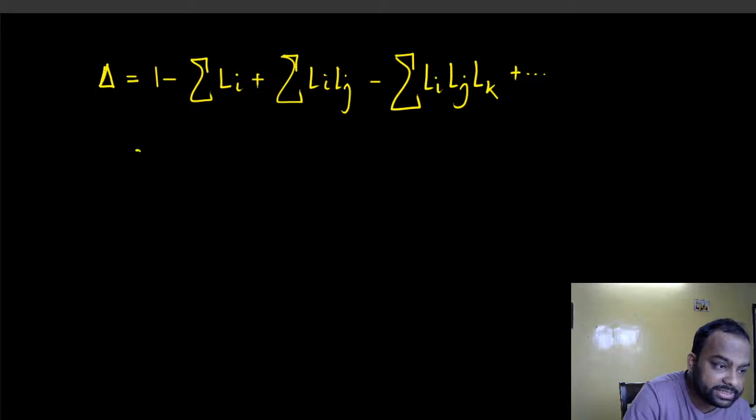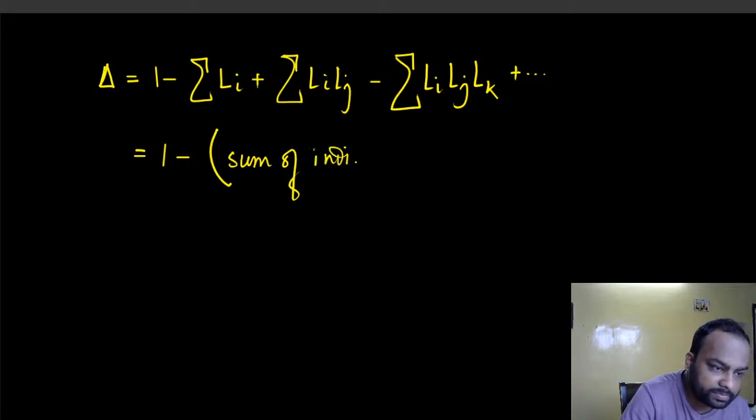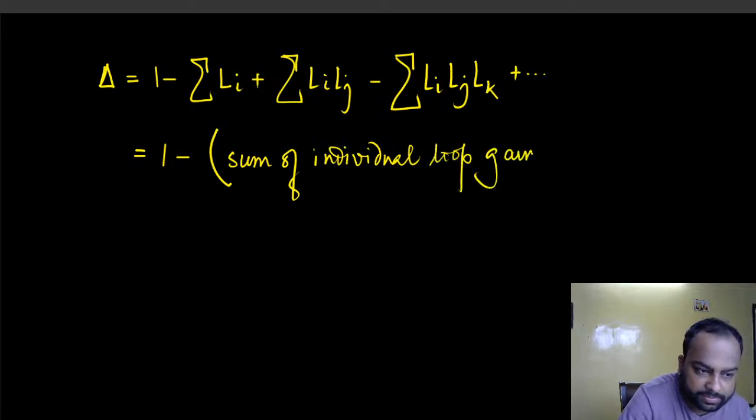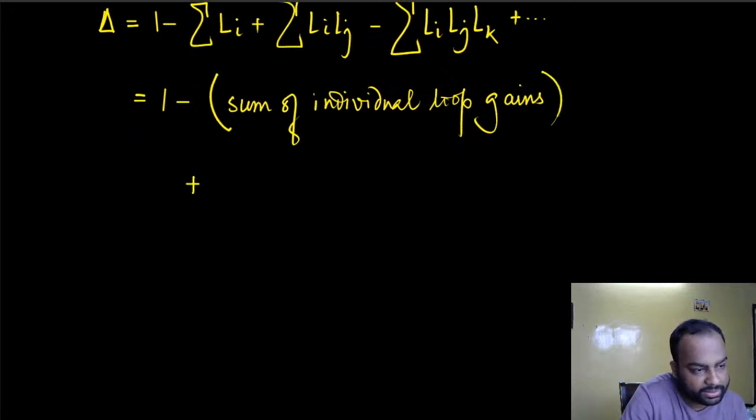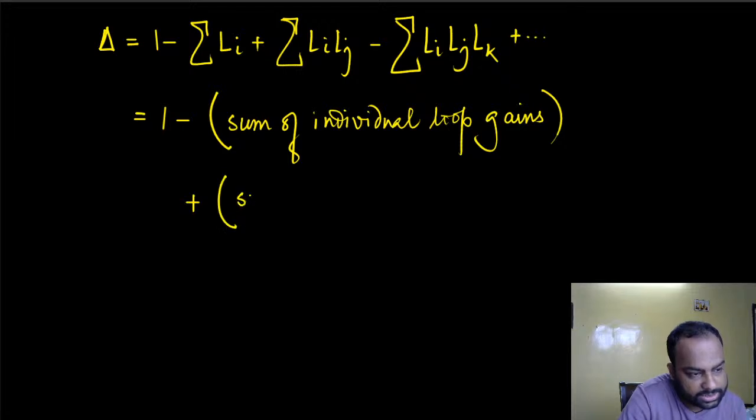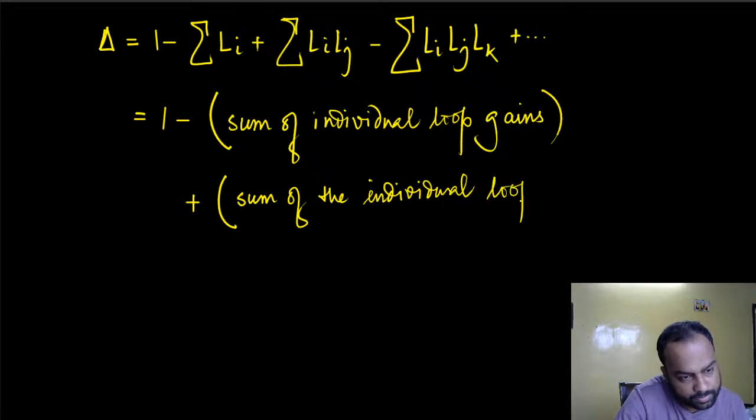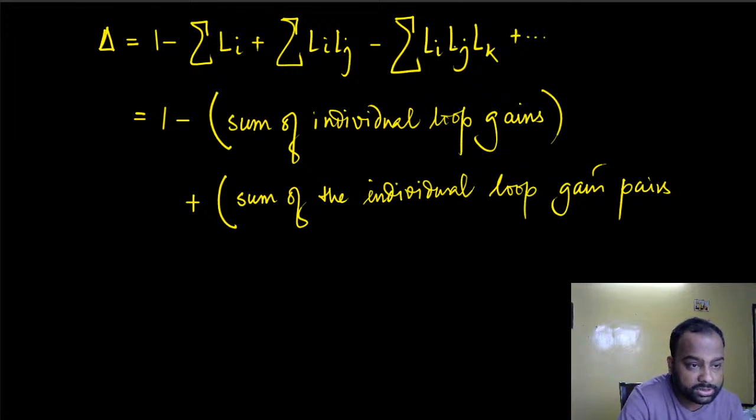So what it essentially means is that 1 minus the sum of individual loop gains, plus this term here, the sum of the individual loop gain pairs when they don't touch each other. So rather I would use an adjective here instead.